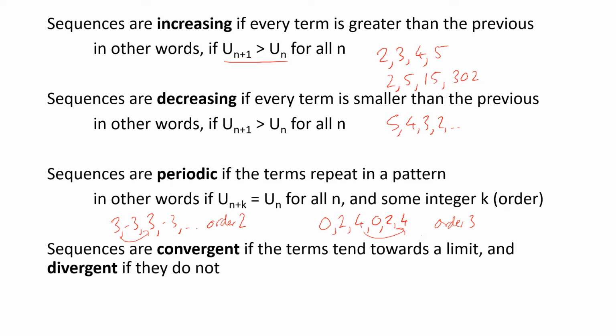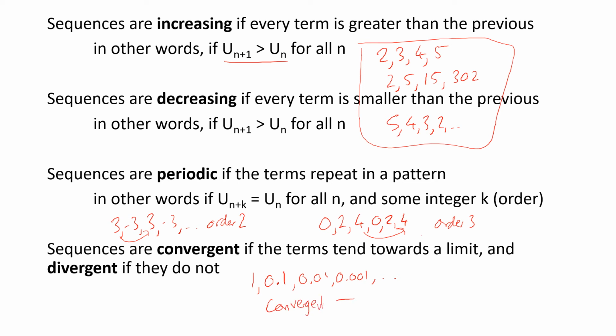Lastly, sequences are convergent if they tend towards some sort of limit, and they're divergent if they do not. So all the sequences we looked at here are divergent sequences because they're getting bigger and bigger and bigger, or smaller and smaller and smaller. If you had a sequence that was going something like 1, and then 0.1, and then 0.01, and then 0.001, and so on, that would be a convergent sequence, and it would be tending towards 0. So yeah, I don't think they're actually going to ask you about convergent, divergent this year, but they might do next.